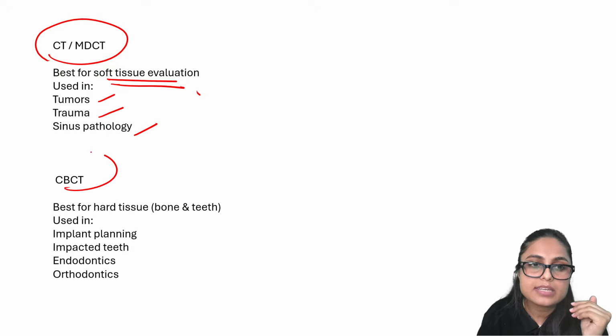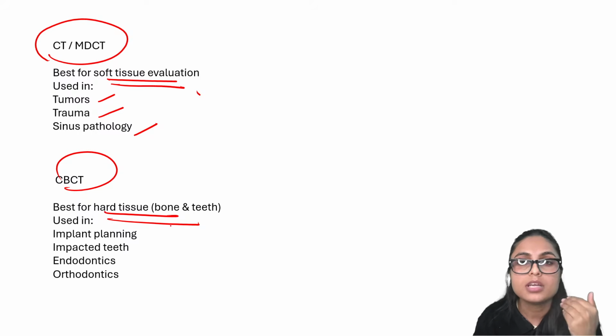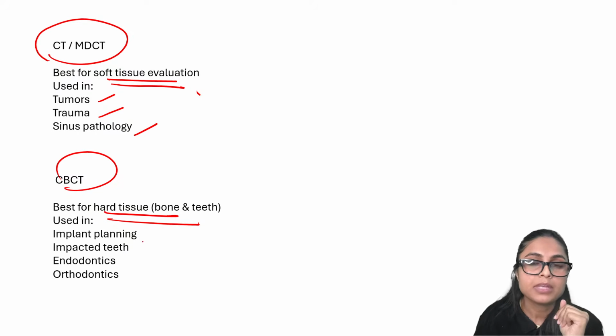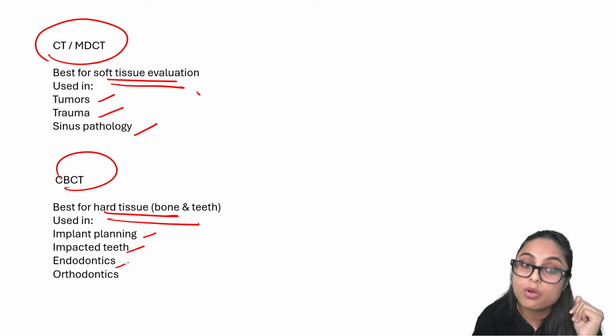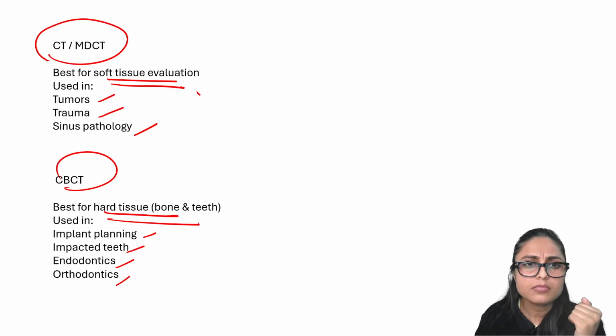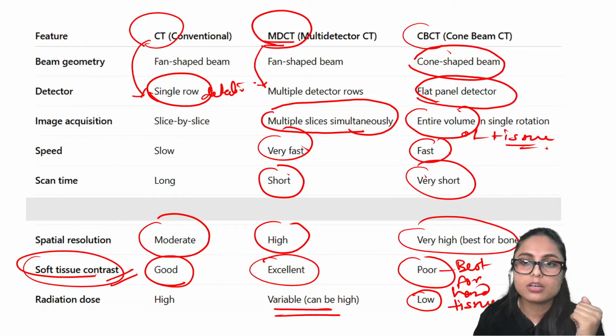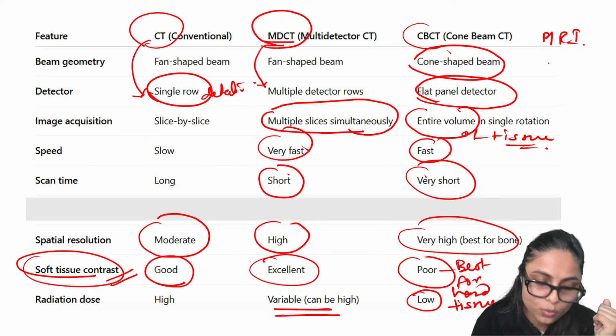CBCT is best for hard tissue, so any bone pathology or pathology involving teeth. It can also be used for implant planning, impacted tooth, endodontic evaluation, orthodontic evaluation, and any impacted supernumerary tooth. You can go for CBCT. All right. Now, if I talk about MRI.